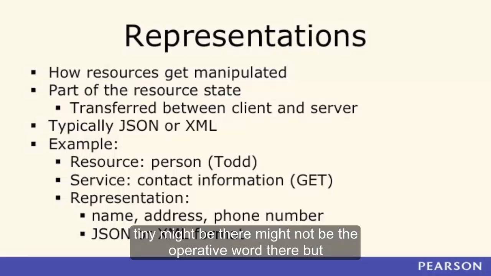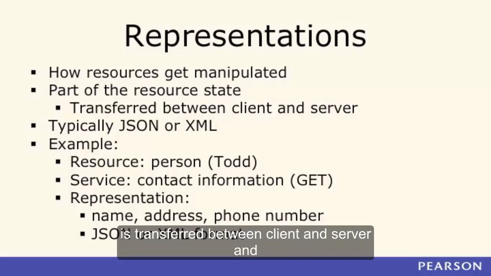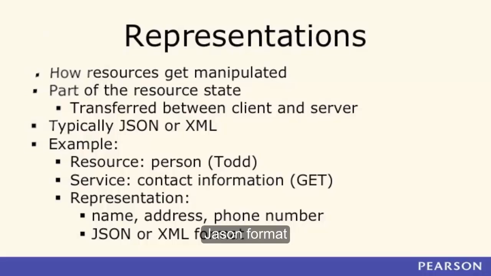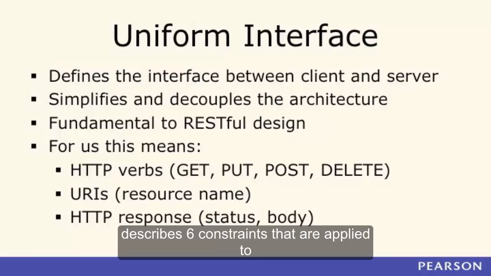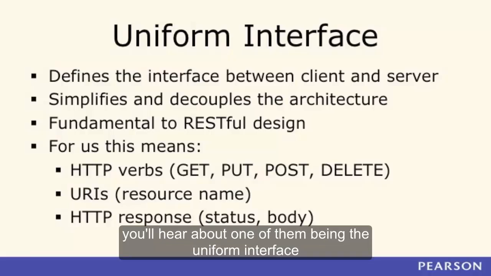Well, tiny might not be the operative word there, but it's a representation of a resource's state that is transferred between client and server. And in general, they are in JSON or XML format, most commonly JSON format. The REST architectural style describes 6 constraints that are applied to that architecture. You'll hear about one of them being the uniform interface.